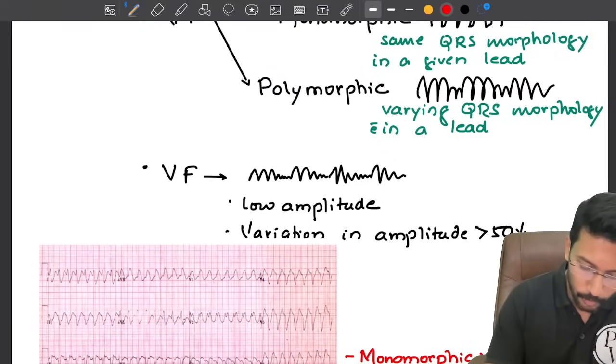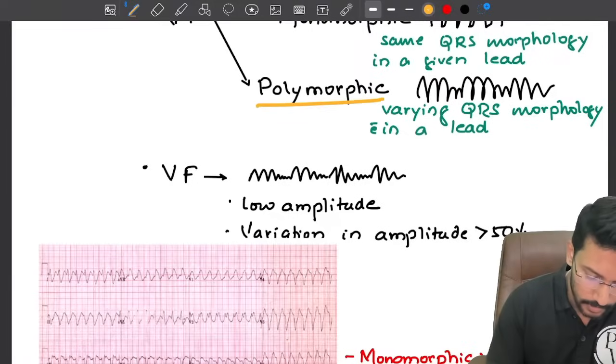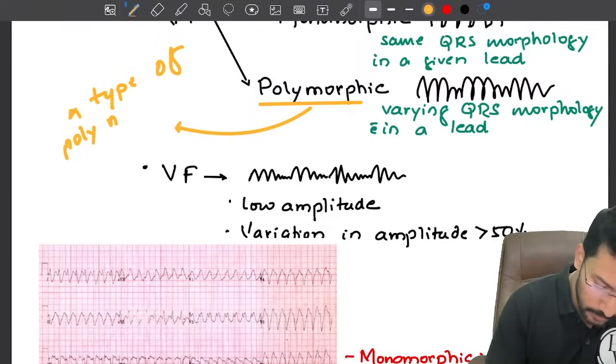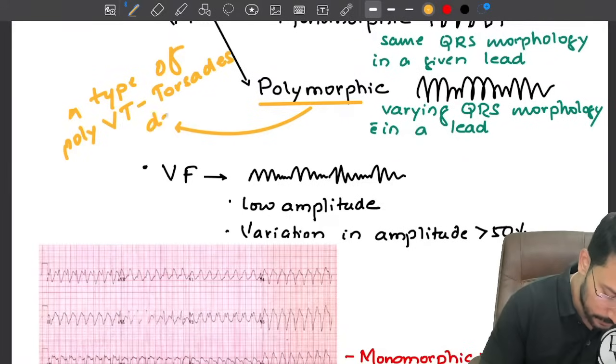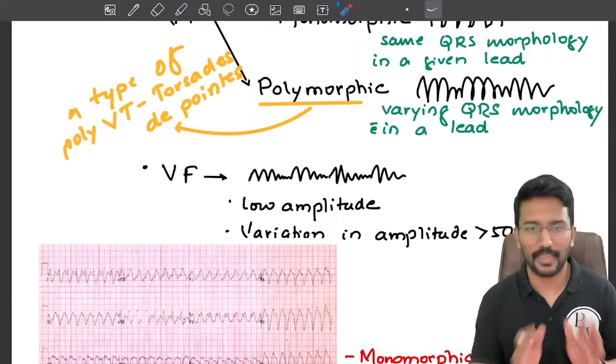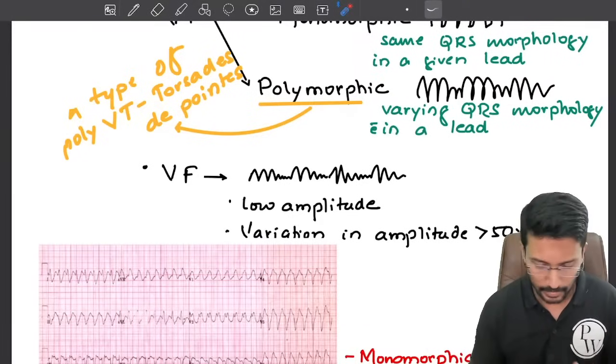And there is one type of polymorphic VT which is called Torsades de Pointes. Okay, I will tell you how to identify Torsades de Pointes. It is nothing but a polymorphic VT. I'll tell you how to identify.